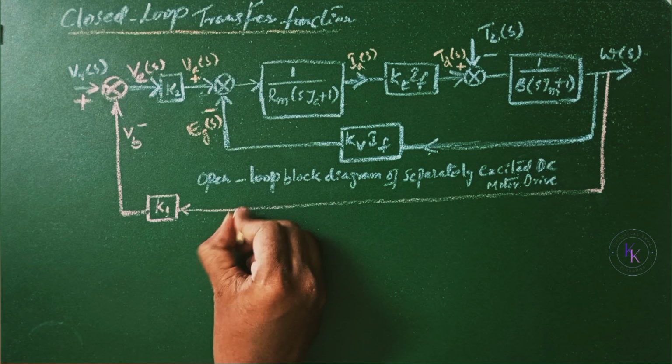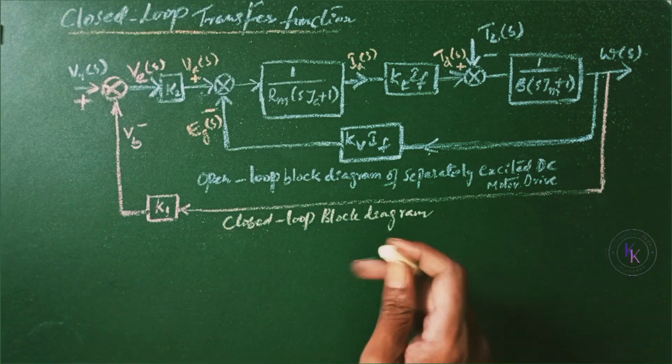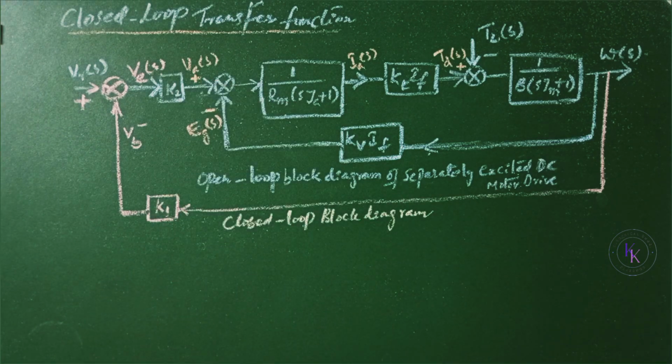Now this is a closed loop block diagram. Without this feedback system, this is an open loop. With this feedback system, this will become the closed loop block diagram for the separately excited DC motor drive.